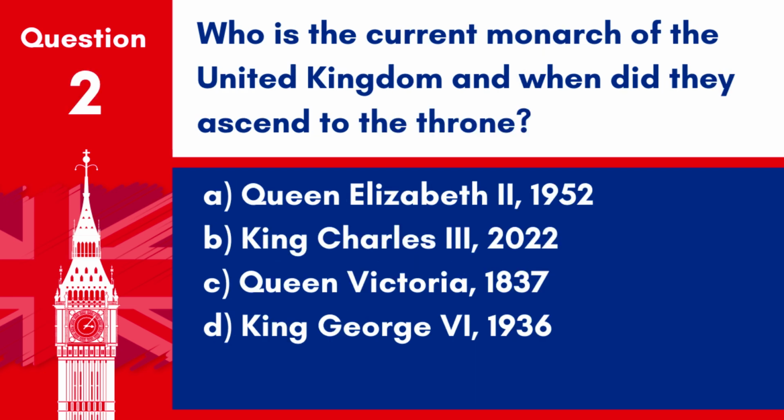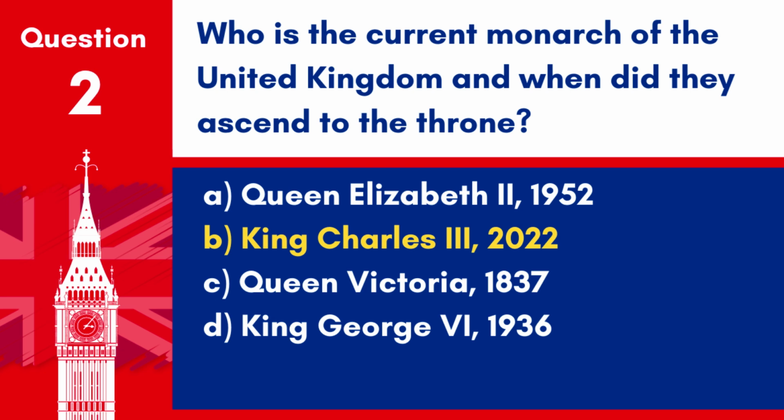Question 2. Who is the current monarch of the United Kingdom, and when did they ascend to the throne? A. Queen Elizabeth II, 1952. B. King Charles III, 2022. C. Queen Victoria, 1837. D. King George VI, 1936.